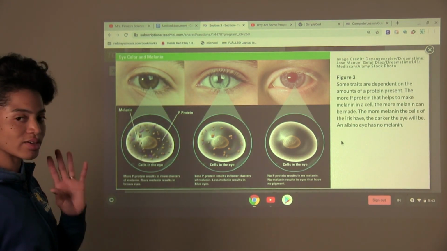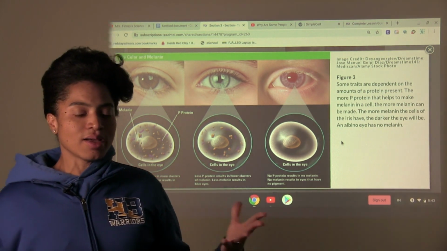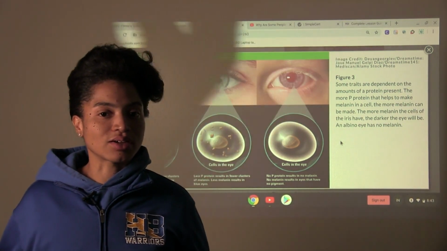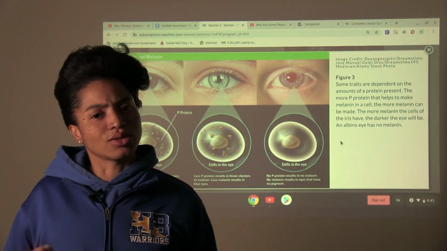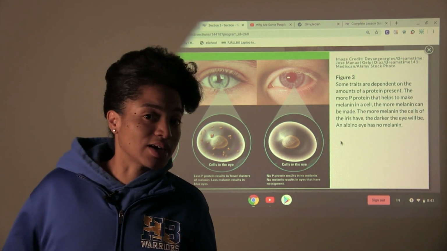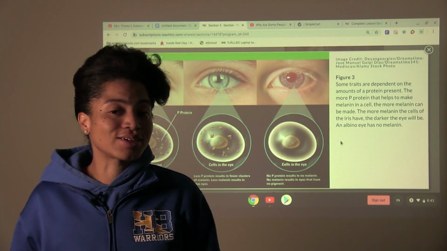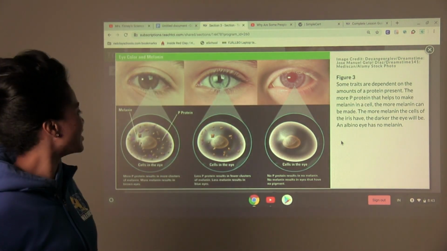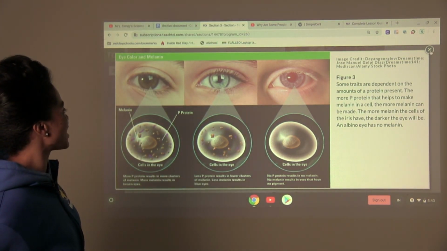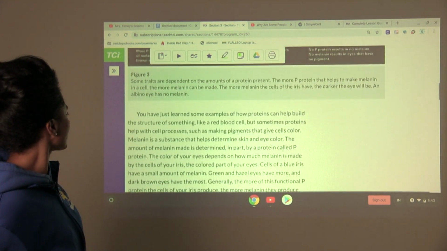Okay? So now we have an understanding as to why everyone has their particular eye color. Why your eyes look the way that they look. Why your friends' eyes look the way that they look. Why your family members' eyes look the way that they look. Check it out. Look into the P protein amount, okay? All right, so here we go.